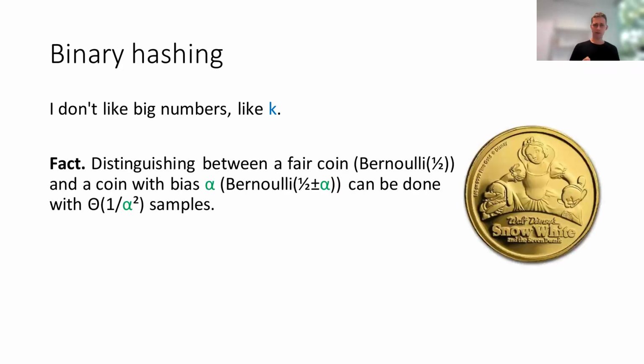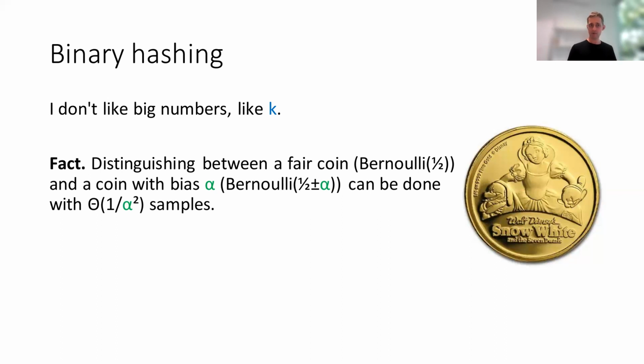But there's one thing we know how to do. It's when K is equal to 2. If I give you a coin and I promise you it's either fair or biased, with a bias alpha, we know how to distinguish between those two cases. You just flip the coin a bunch of times. Basically, you have a binomial distribution at that point after flipping, and you try to distinguish between the two. And we know that 1 over alpha squared samples are enough to distinguish between fair and biased, 1/2 plus or minus alpha. So if we could just reduce our problem to this one, that would be nice.